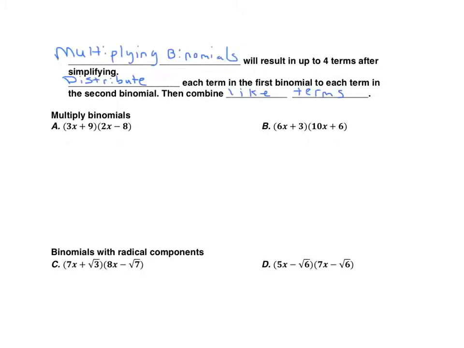In this tutorial, we are going to talk about multiplying binomials. Multiplying binomials will result in up to 4 terms after simplifying. We're going to distribute each term in the first binomial to each term in the second binomial. Then we'll combine like terms. So first we're going to start off with our box.